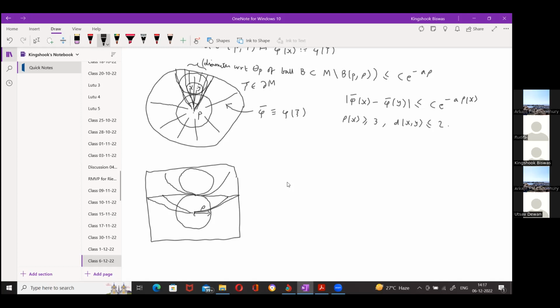This is something which does not happen in negative curvature. In negative curvature, if you stay outside a ball, then the visual diameter stays small. It's less than a constant times e to the minus a rho. So is the difference between the two pictures clear? This is in R2.